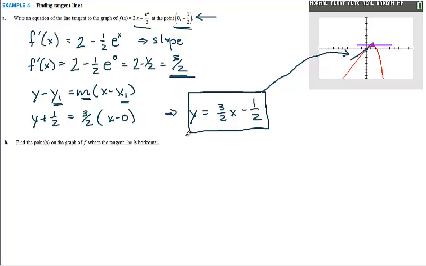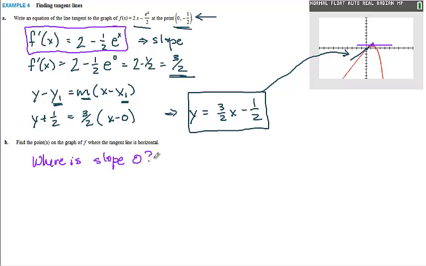Well, here's the equation for slope. There's the equation for slope. So I want to know where the slope is 0. That's really what they're asking you. Where is slope 0? So I'll just say 0 equals 2 minus 1/2 e to the x.